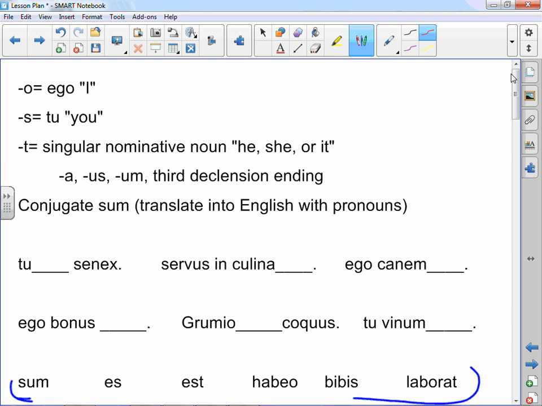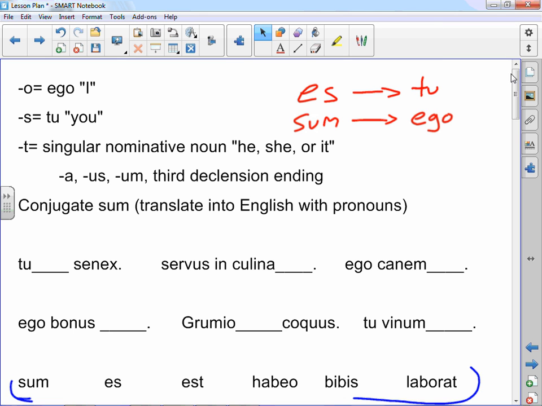You also need to know that S and tu belong to each other. You also need to know that T goes with a singular nominative. So if I use es, the Latin subject would be tu. If I use sum, the Latin subject would be ego. Make sure that you understand what those endings do, those O, S, and T's, along with the sum, es, and est words. Make sure you know what pronouns you're supposed to use for those.